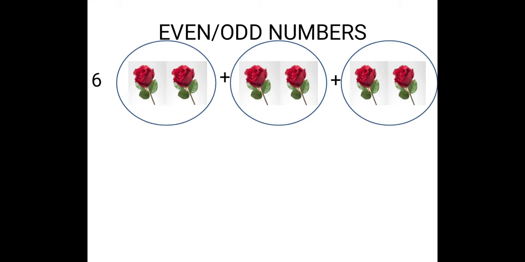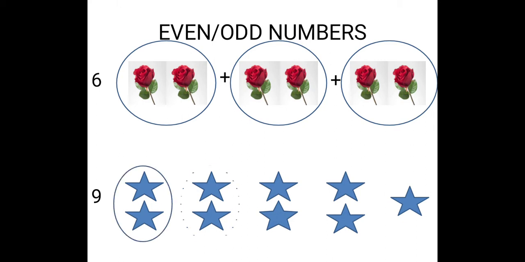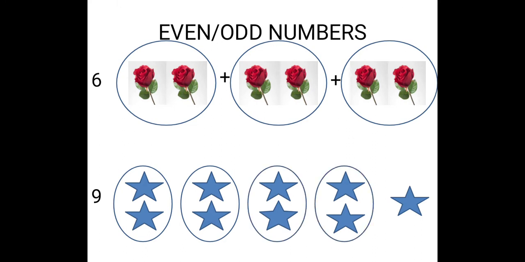Now let us take the example of another number, that is 9. So let us take 9 stars now. 1, 2, 3, 4, 5, 6, 7, 8 and 9. And now let us again do the pairing. This is one pair, second pair, this is the third pair, this is the fourth pair, and now one star is left without pairing, because there is no other star to pair with.